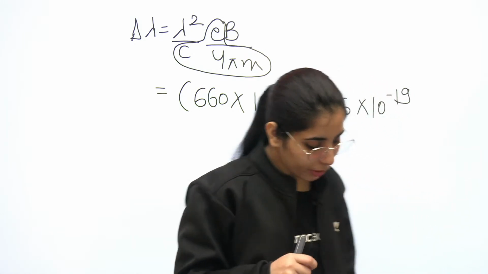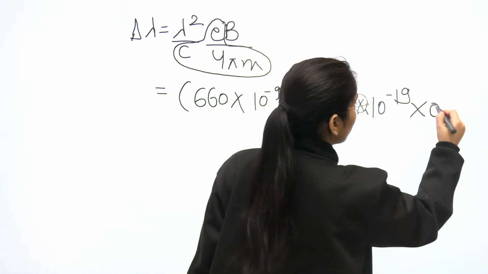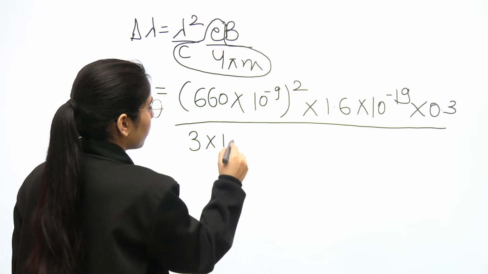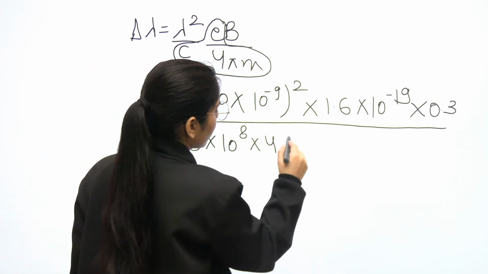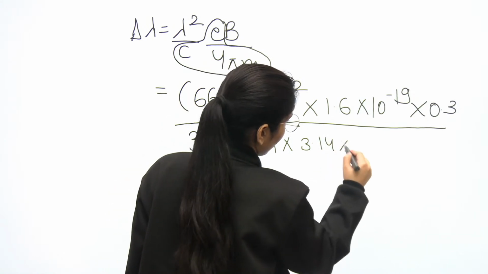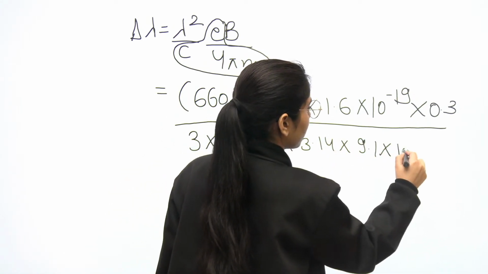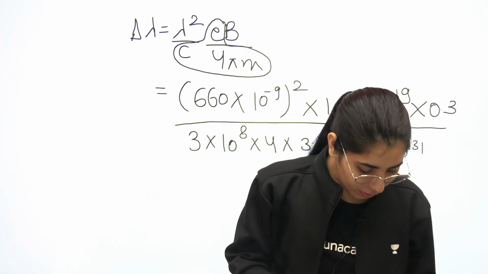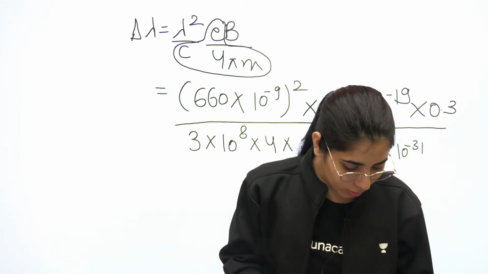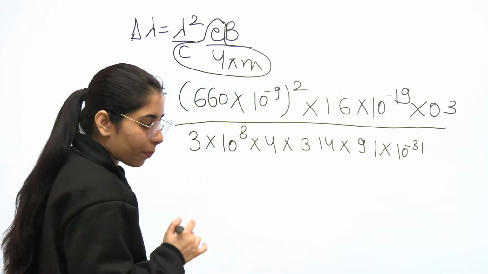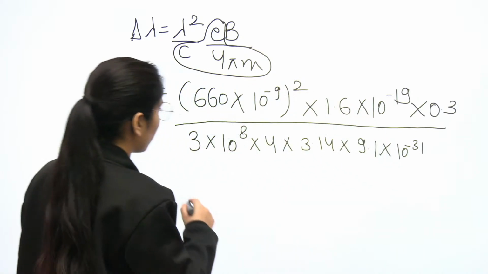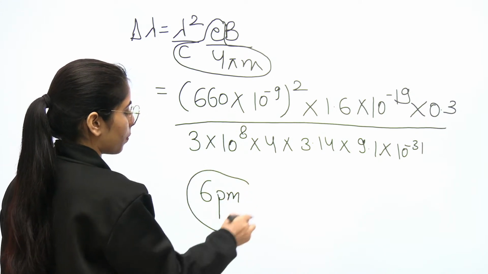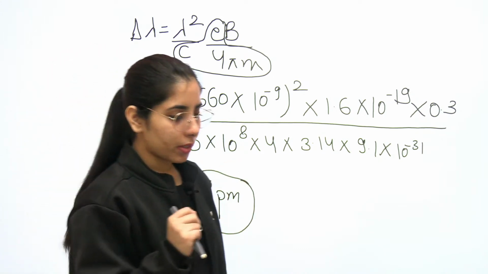Clear? 0.3 is the value of B which is given to you. Then 3 into 10 to the power 8, 4, 3.14, 9.1 into 10 to the power minus 31. Just solve this part. Once you do this calculation, you will get approximately 6.09, or approximately you can say equal to 6 picometer. So your answer will match with 6 picometers after simplifying this part, after doing all the calculation and everything.